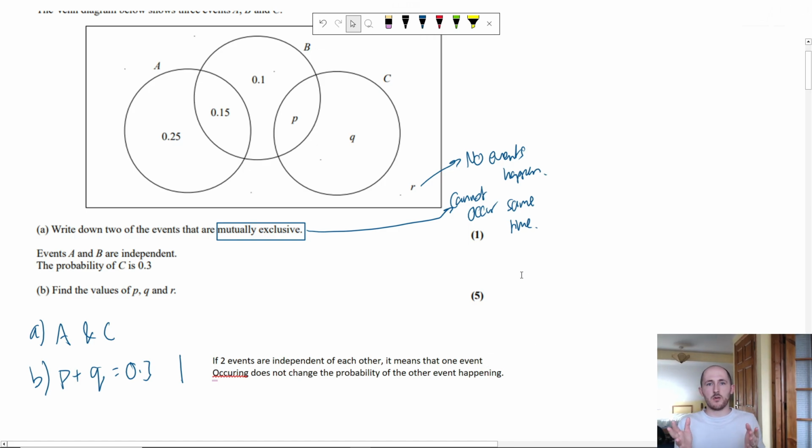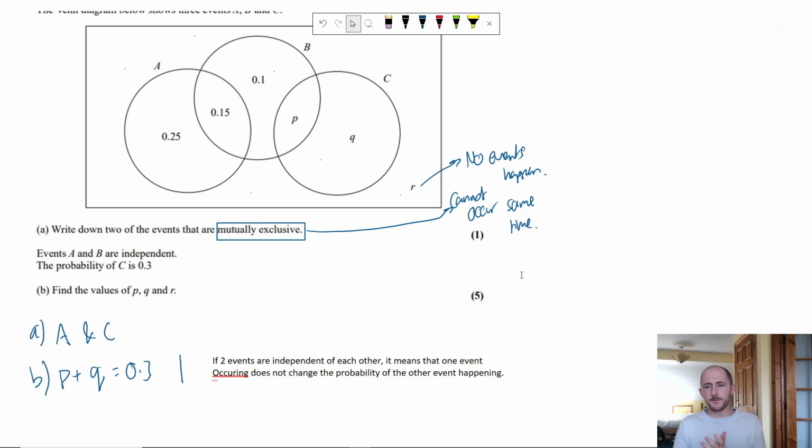Again, let's go back to our normal kind of situation. Let's say I'm flipping a coin and I'm looking at the probability of getting heads, and I'm rolling a dice and it's a probability of getting a 6. Now, no matter what the outcome of flipping the coin, it will not change the probability of rolling a 6, right? They're independent. They don't affect one another.